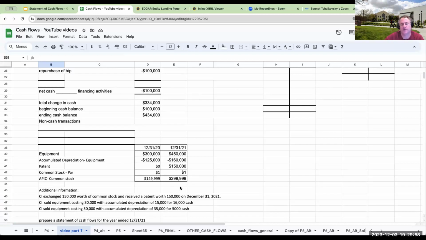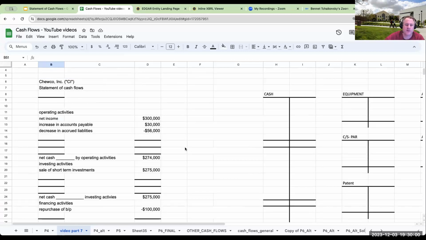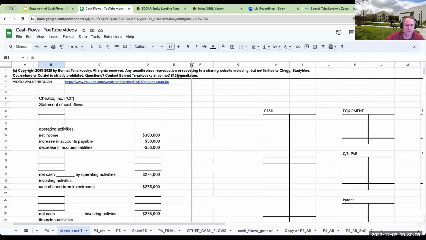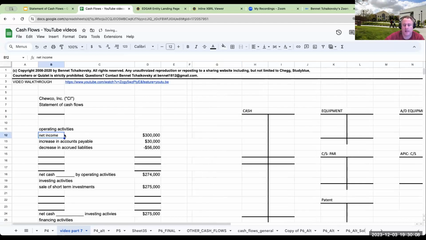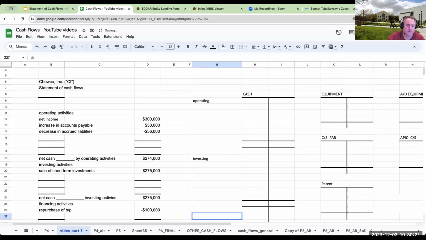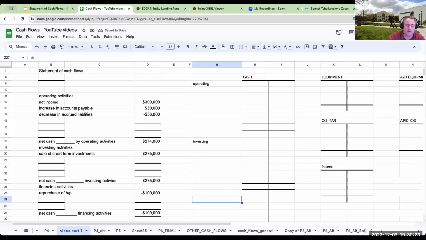So what we're being asked to do is we're given additional information in this form over here. What we want to do first is put this into the T accounts as we see it. The thing to remember is, for net income, how would that be showing up? Well, net income, remember in cash, we have operating, investing, and then we have financing.